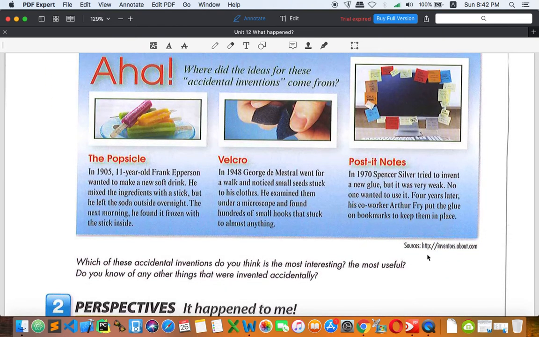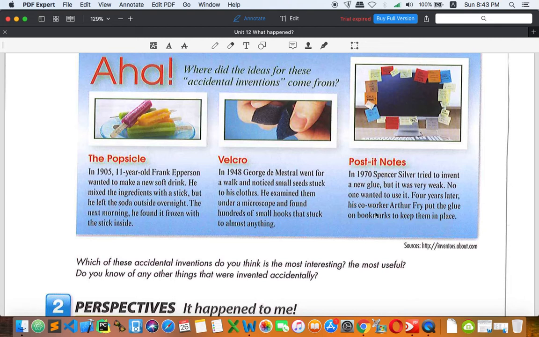I think you know that is Post-it notes, right? It's stickers, another word. Let's hear about this a little bit. Why did it happen? In 1970, Spencer Silver tried to invent a new glue. He needed a glue that could stick things together, but it was very weak, not sticky enough. No one wanted to use it, so people were not interested at that time.